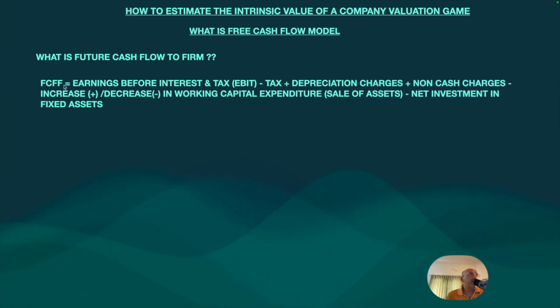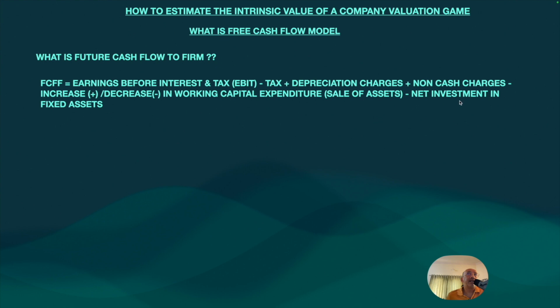Now free cash flow to the firm is nothing but earnings before interest and tax, that is EBIT. You first take earnings before interest and tax, and then deduct tax, and you add depreciation charges, because depreciation is basically a non-cash expenditure on the various capital assets, plus non-cash charges. Whatever non-cash charges you have deducted will be added back, and then deduct the increase or decrease in working capital expenditure, less net investment in fixed assets.